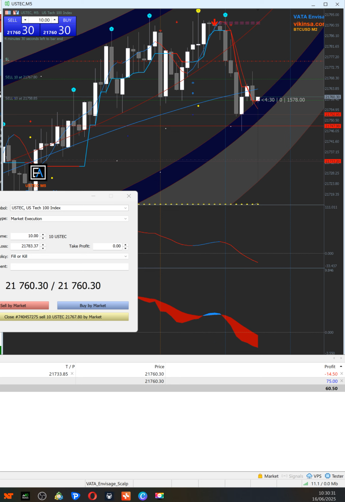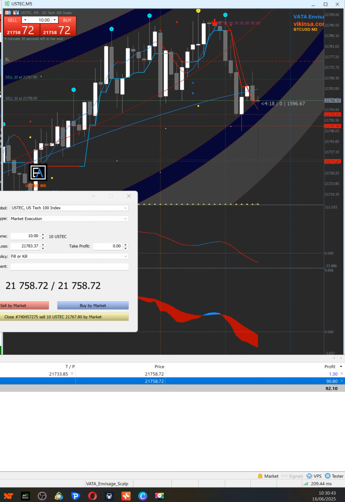One second. Why is it not doing that? Okay, so one will be closed here, and this is 21748. 21748. So I'm going to modify that position.